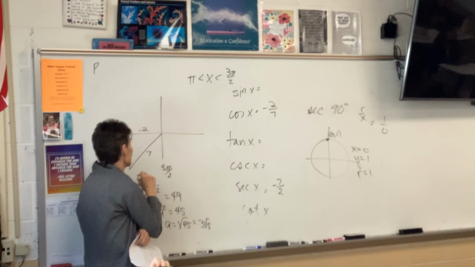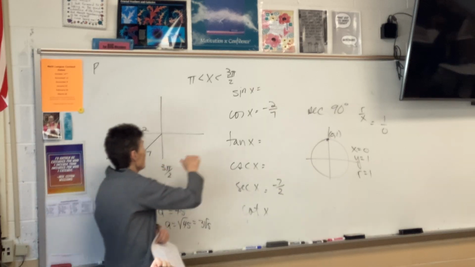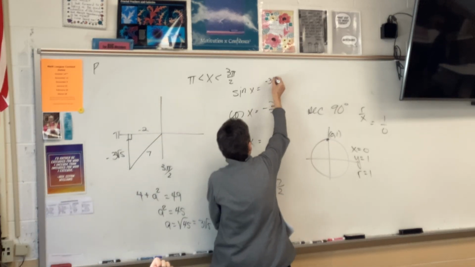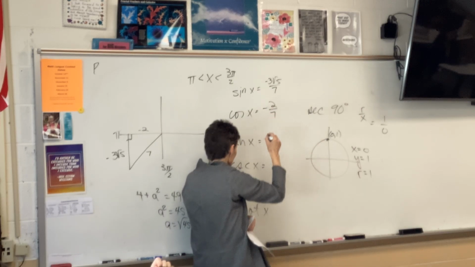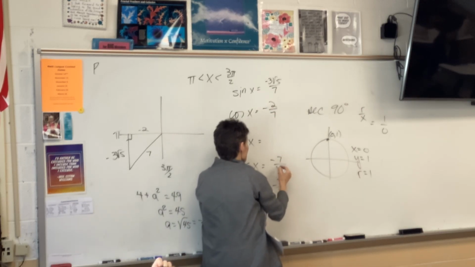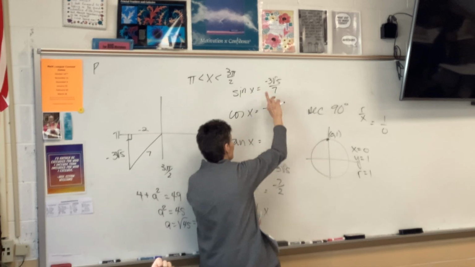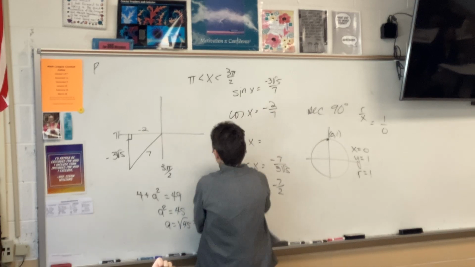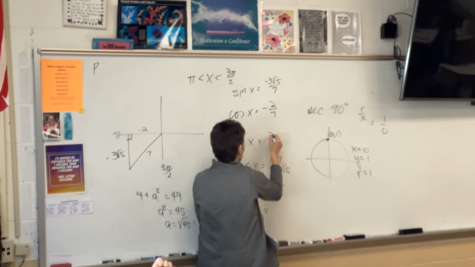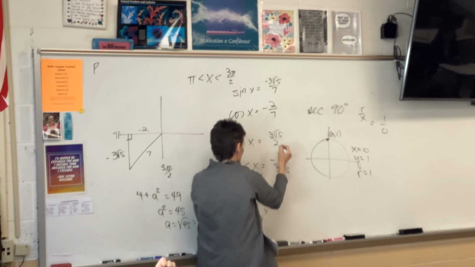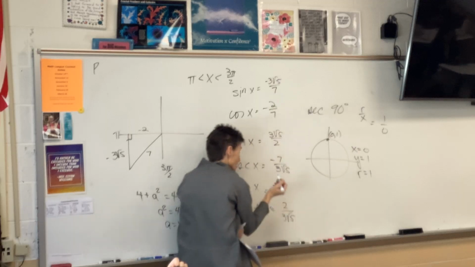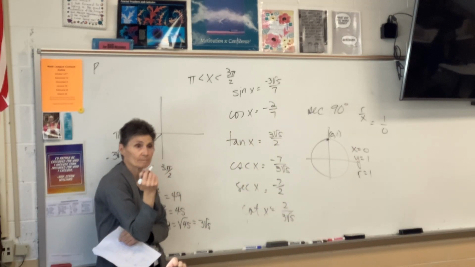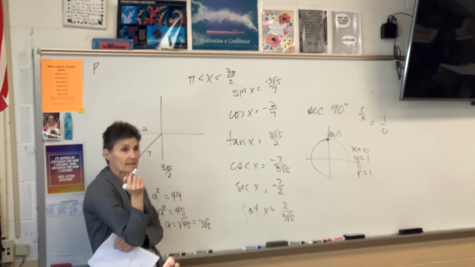So now I can answer the rest of the questions. What's the sine? Negative 3 root 5 over 7. So cosecant is negative 7 over 3 root 5. I just did that. Tangent is 3 root 5 over 2. So cotangent is 2 over 3 root 5. Easy?